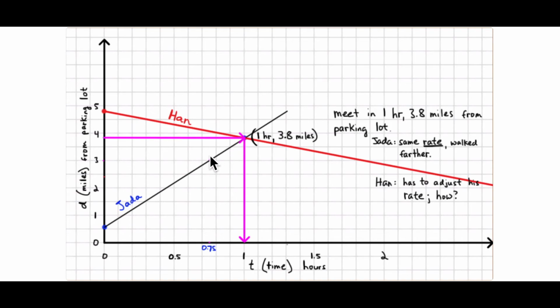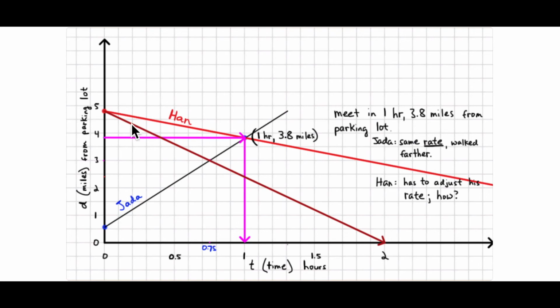So notice that they are still covering this distance between them of 4 2/10 miles in an hour. So these combined rates have to be 4 2/10 miles per hour. Well, Jada's walking at 3 2/10 miles per hour. Han is walking at 1 mile per hour towards Jada. So that combined rate is that 4 2/10 miles per hour.